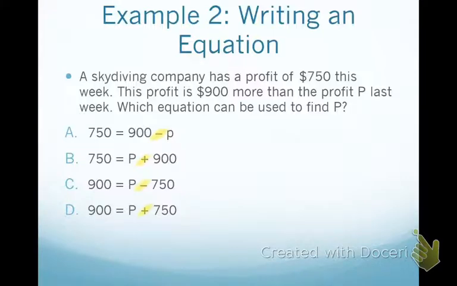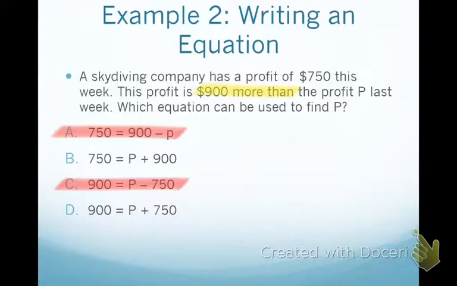All right, so let's read it again to yourself. Do you see any of those keywords in this problem? What do you see, Isaiah? You see more than. So what two options does that immediately eliminate? A and C. Those are subtraction problems. So now my only two choices are B and D. Well, which one of these represents $900 more than? Is it B or D?